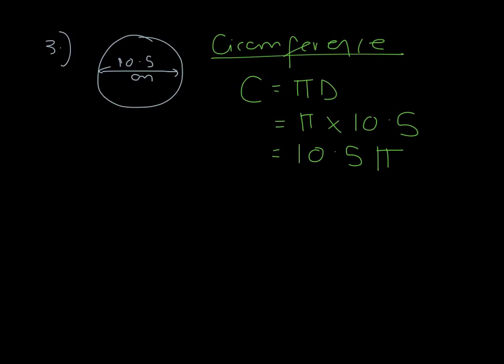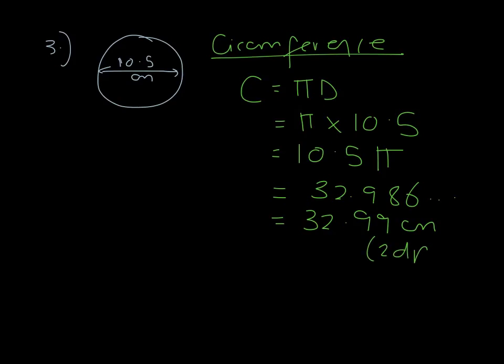If we work this out as a decimal using a calculator, this is 32.986..., which is 32.99 centimetres to 2 decimal places, or 33.0 centimetres to 1 decimal place.